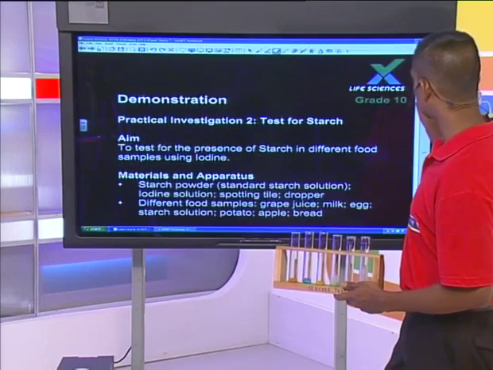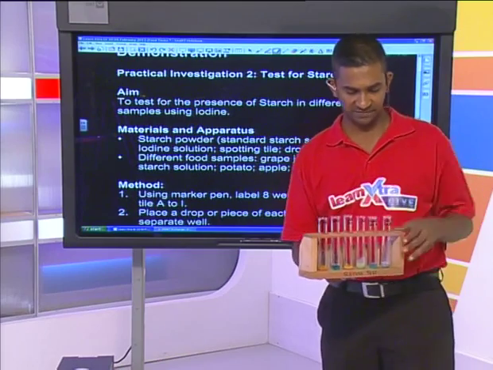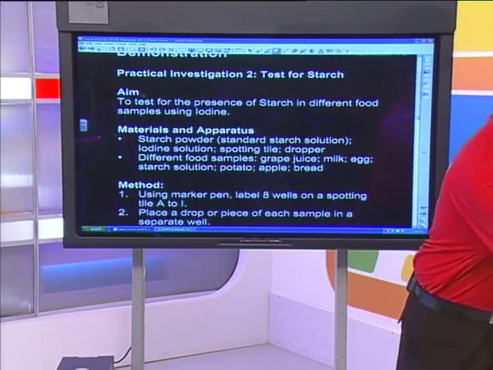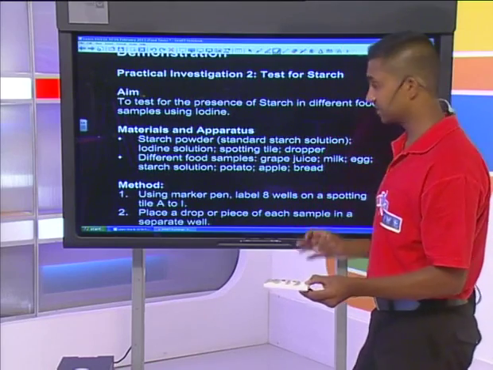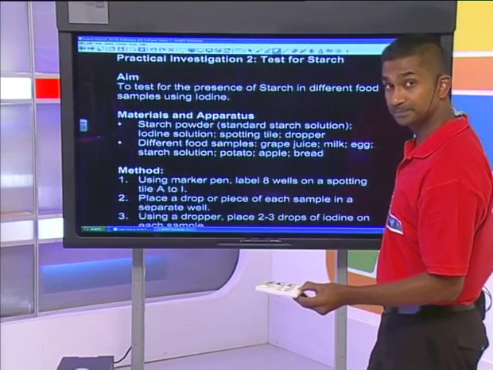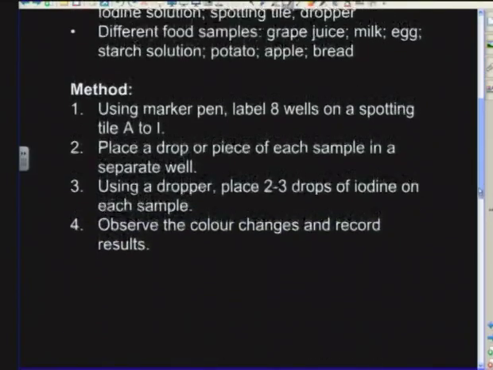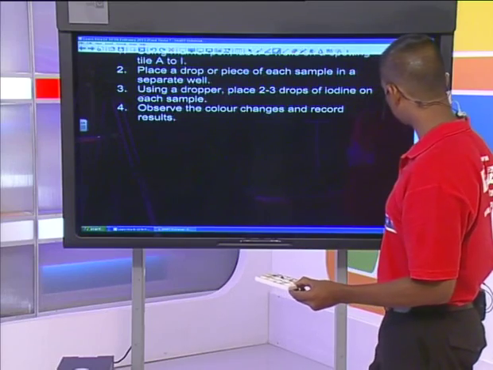We're going to move on to the next test. The next test was the starch test, the last test that we did. I'm going to grab these here for us to have a look at again, and we tested for the presence of starch using iodine. Here we looked at the method. I wrote out the aim, the materials that I needed, and the method, and this was simply using a spotting tile and putting in droplets.